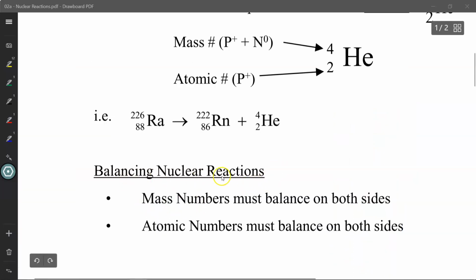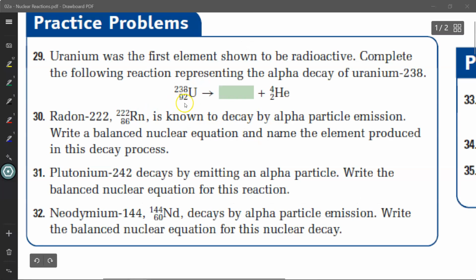Now, when we balance nuclear reactions, you have to make sure that the mass numbers balance on both sides, and the atomic numbers must also balance on both sides. So if you take a look at this, radium has 88 as an atomic number. On the other side, 86 plus 2 adds up to 88 as well. So that's balanced. The mass number must also balance out, so 226 over here, well 222 plus 4 adds up to 226. So let's try a sample question with uranium-238.